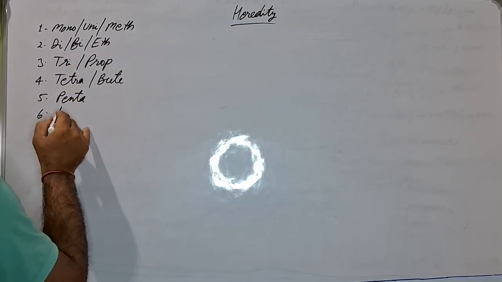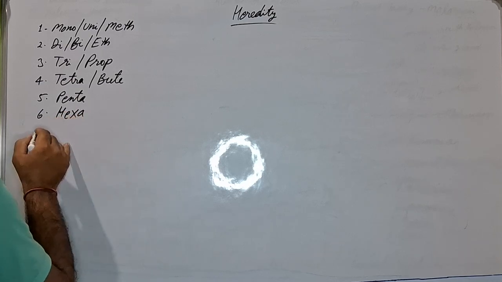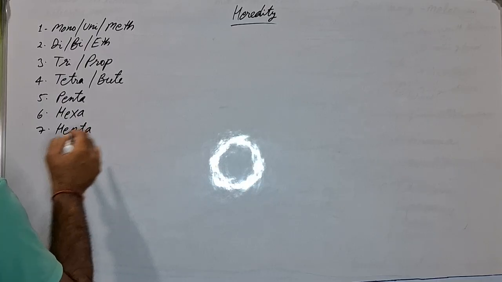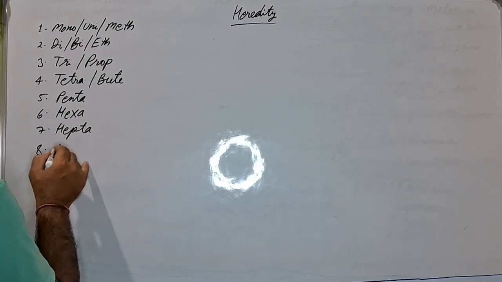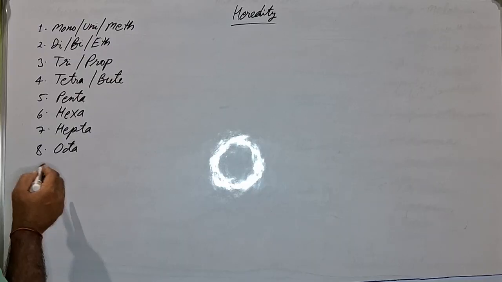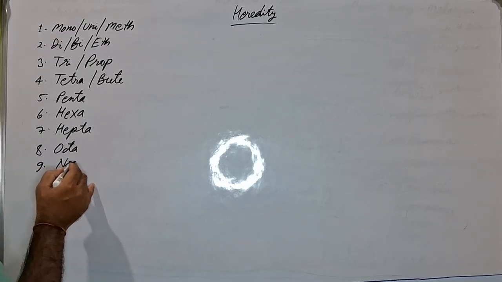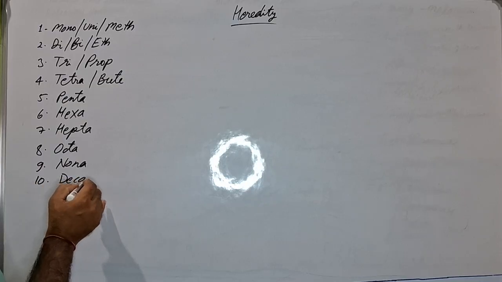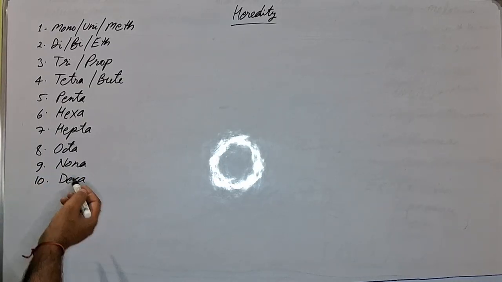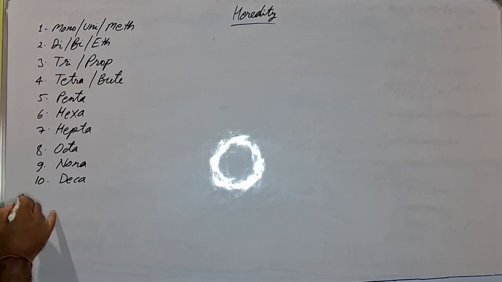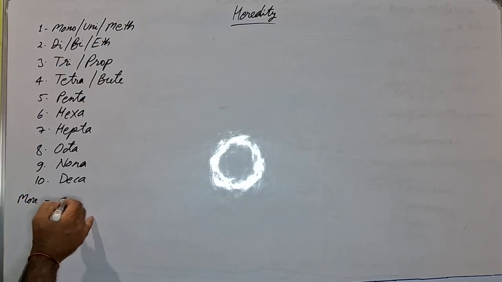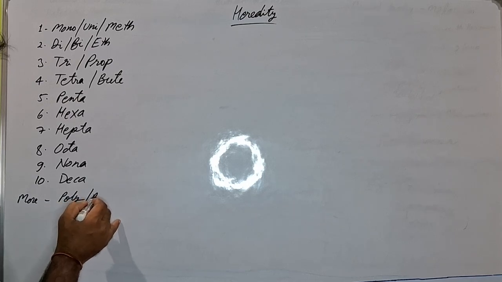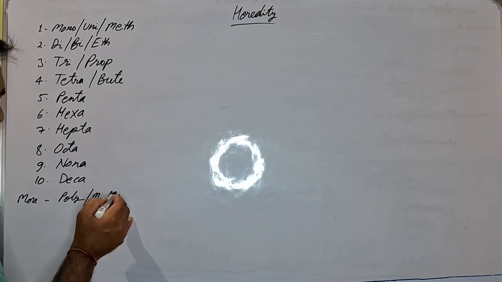Six is hexa. Seven is hepta. Eight is octa. Nine is nona. Ten is deca. And if the number is more than this, then we use two terminologies. One is poly and another is multi.